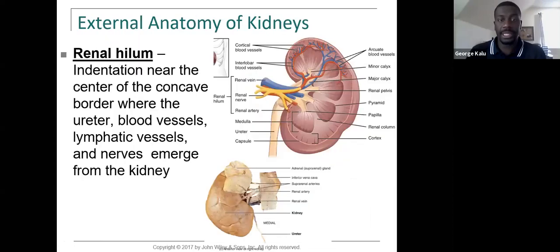Okay. So when we take a look at the external anatomy of the kidneys, there's going to be a little indentation at the medial aspect of the kidneys. This indentation is called the renal hilum. In this renal hilum, we're going to find the renal arteries, the renal vein, the ureter, lymphatic vessels, and a bunch of nerves all entering and exiting the kidneys from this region. So all of those different structures, the ureters included, are entering and exiting the kidneys from the renal hilum here. All right, so that's that.